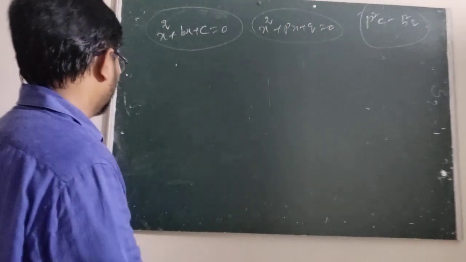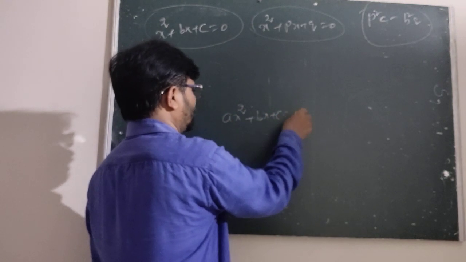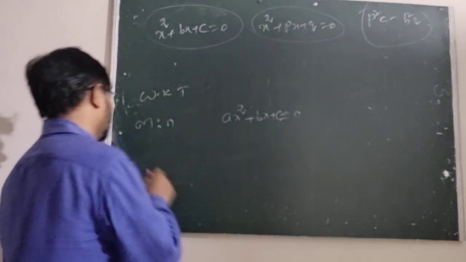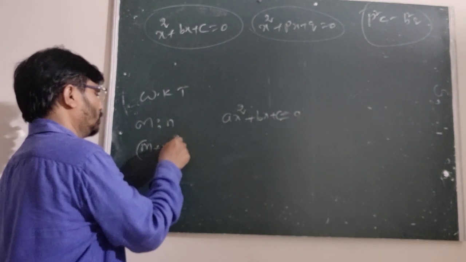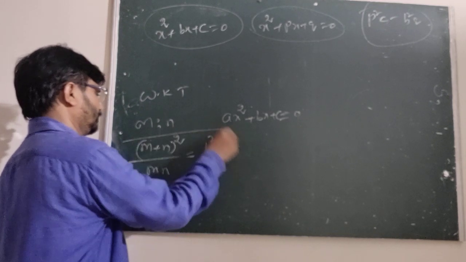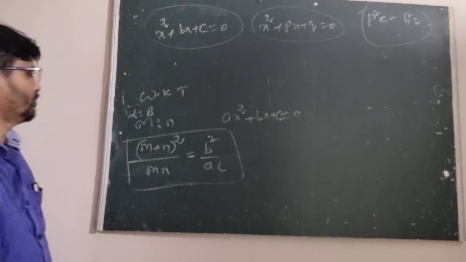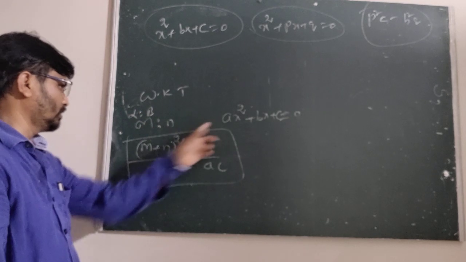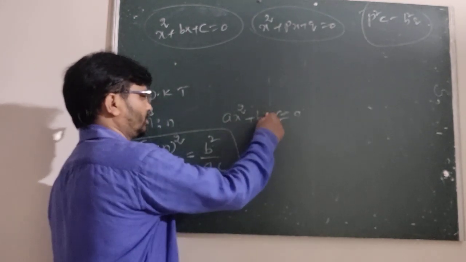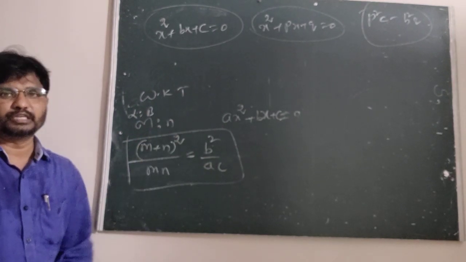Now we know one condition. What is that condition? If the roots of ax square plus bx plus c equal to 0 are in the ratio m is to n, then the condition is (m plus n) whole square by mn equal to b square by ac.